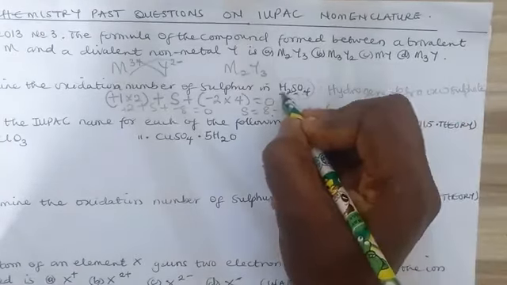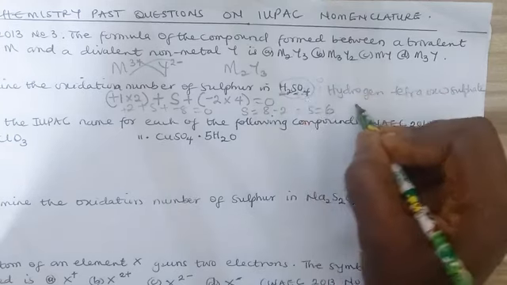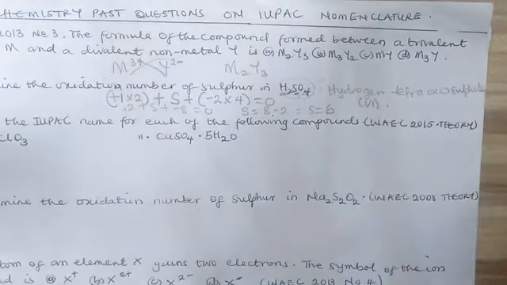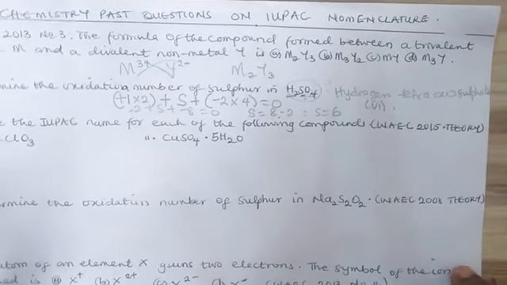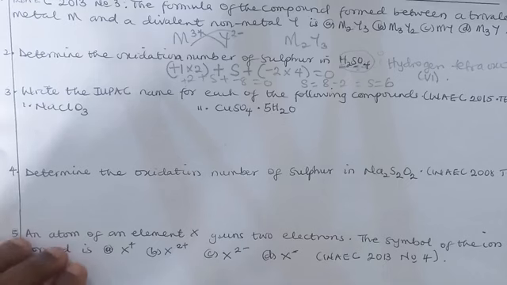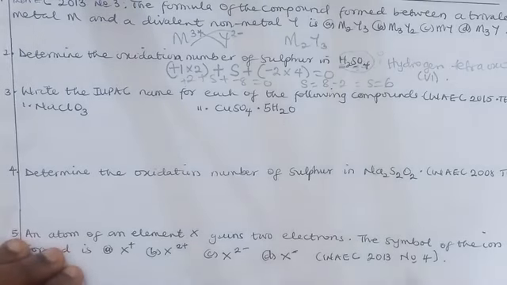This is hydrogen tetraoxosulfate(VI). That's Roman numeral 6. And it's a compound, so we don't end the name with "-ene". The next one is: write the IUPAC name for each of the following compounds, WAEC 2015 theory.